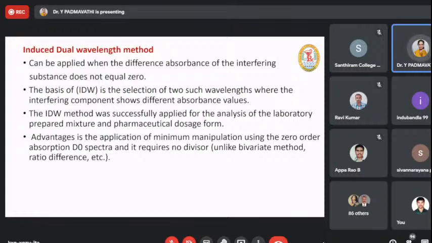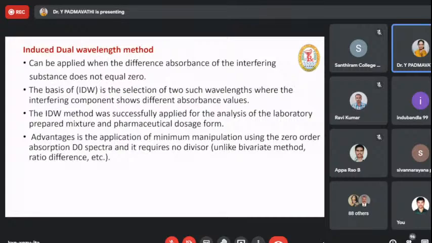The first method is the induced dual wavelength method. I already discussed the dual wavelength methods, the simultaneous or absorbance ratio method, that's the Q-value method. There the condition is that you are taking two wavelengths, right?